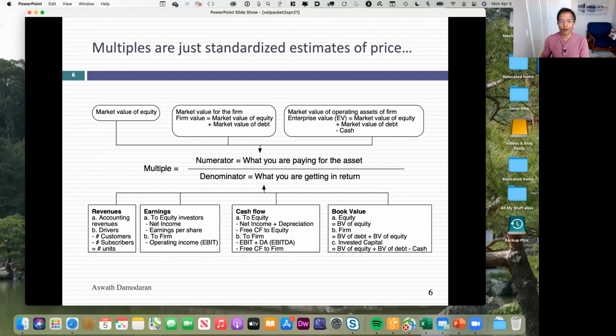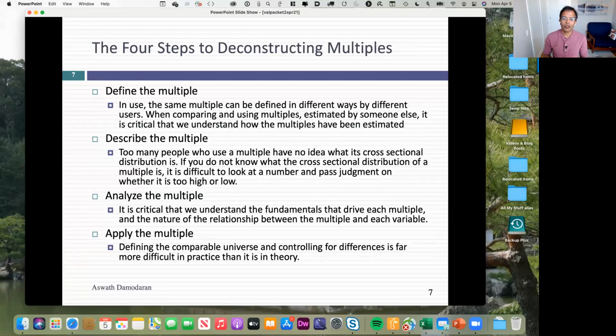So I'm going to give you a 4-step process, which if you are religious about following, you will do pricing much better. Start by defining the multiple. And you're going to get insulted because you're going to say, I know what the PE ratio is. I know what the EV is. But let's make sure that what you call PE and I call PE, we're talking about the same thing. You're going to be surprised at how many variants there are on these pricing multiples. If you're not careful, you could be talking about 2 different things.